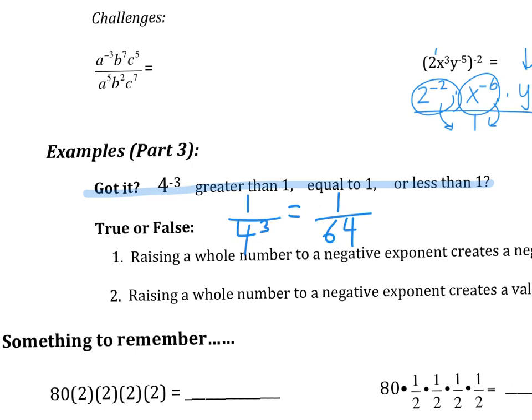It's just a little bit bigger than 0. So of the 3 options, the best one is less than 1. It's less than 1, but it's greater than 0. So when you have a negative power, it is not going to be a negative result. Some people think that, but it's not. When you have a negative power, like 4 to the negative third, it's going to be a small fraction that's just a little bit bigger than 0 and less than 1.